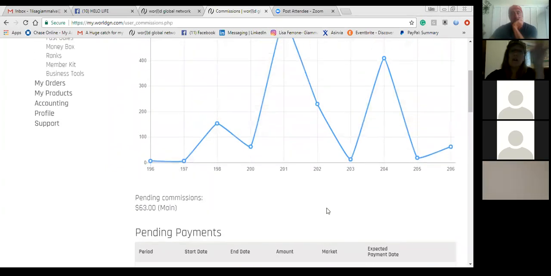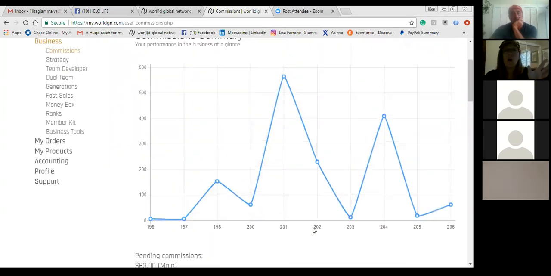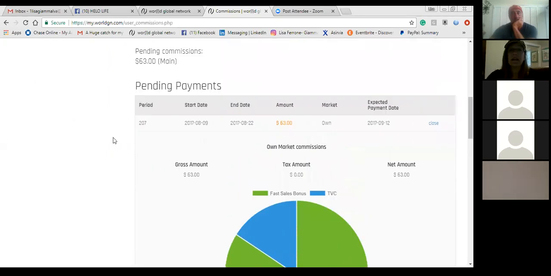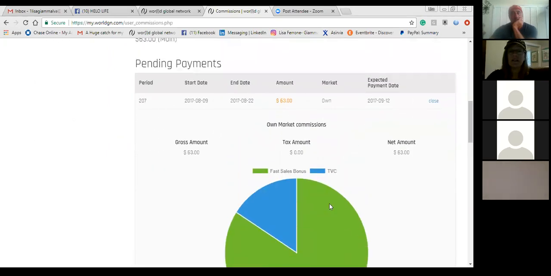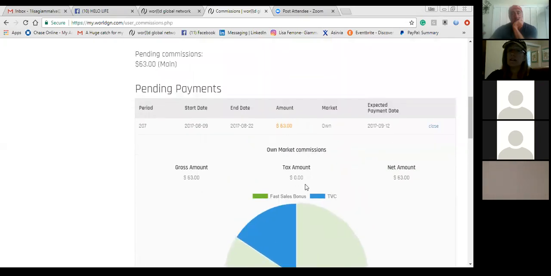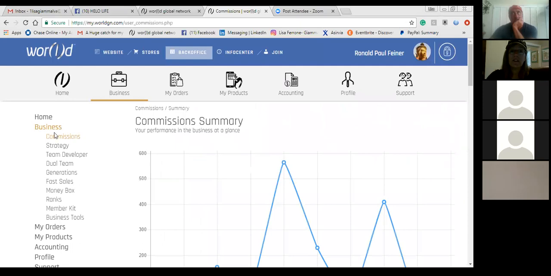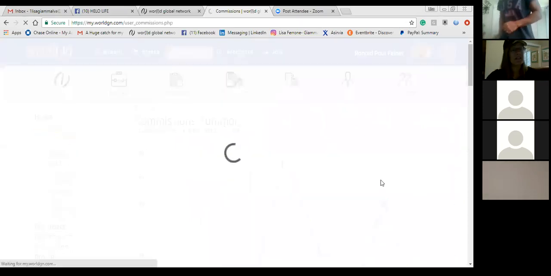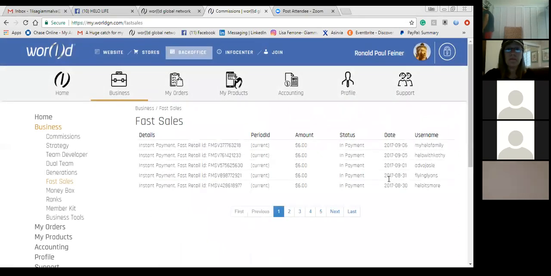Sometimes people say, where did all the money come from and how did it all work? Well, if I go back to this pay cycle, 207, there was $53 in fast start bonuses. All I got to do is click on fast start bonuses. Sometimes people say, let me see where that came from. And all I've got to do is look on 207. See this pay cycle? And there it is. Everything matches up, you guys.